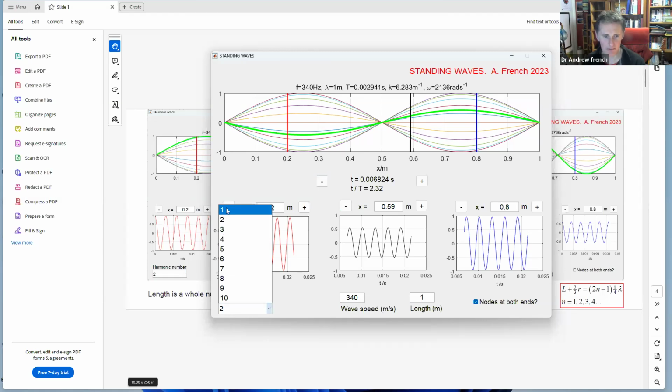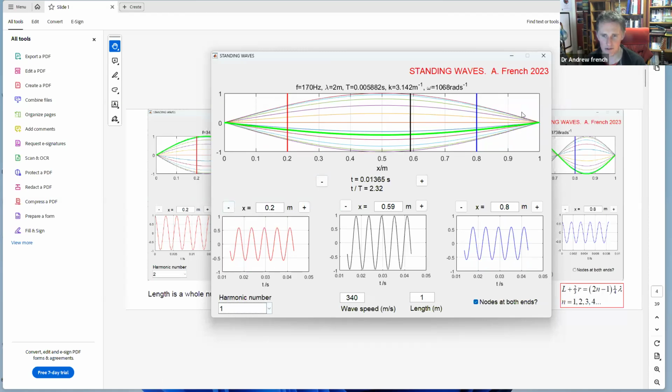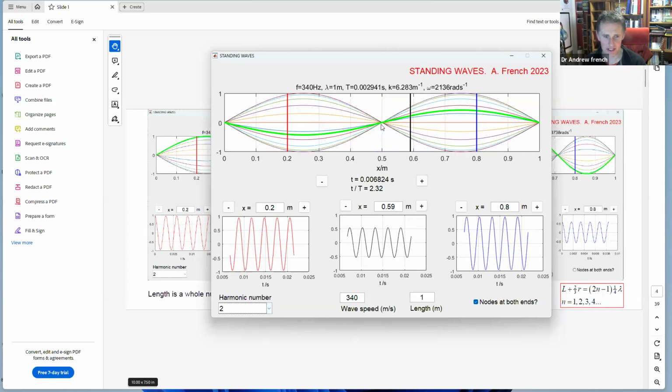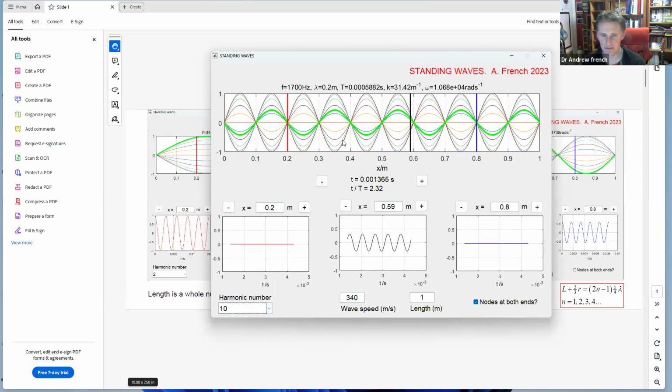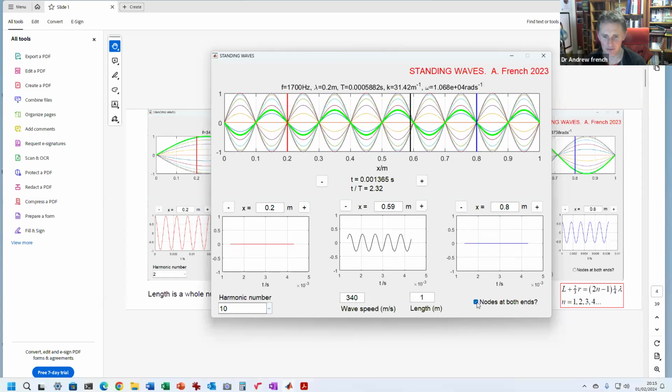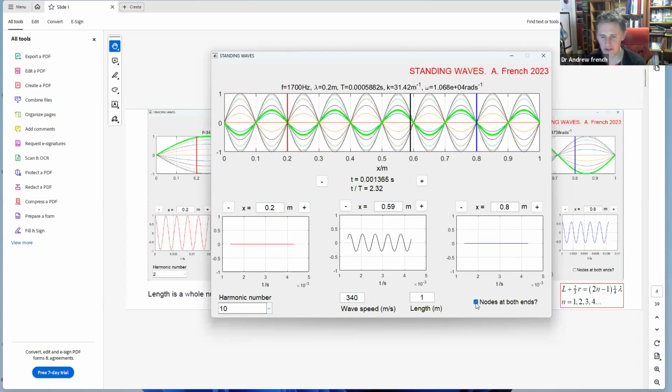So if we have our fundamental, that's when we have nodes on both ends. And of course, it's like a guitar string. Here we are, harmonic number 2. We've got a node here. And I've taken it all the way up to 10, which looks quite pretty. And of course, nodes at both ends are not the only kind of wave game in town. We might have something like an open-ended tube.